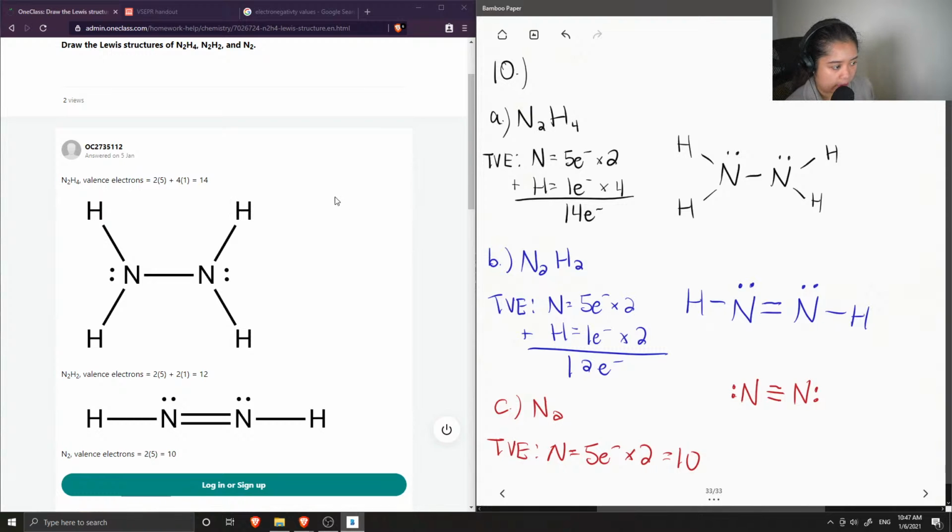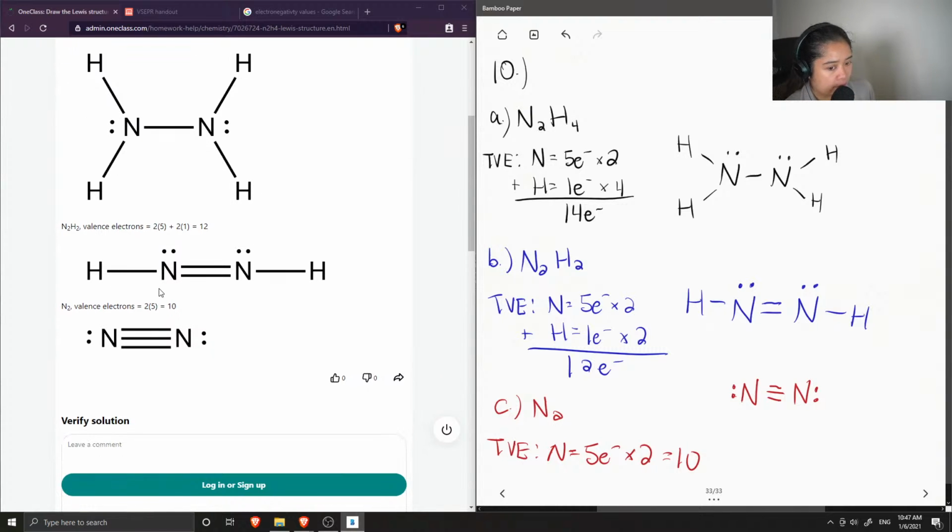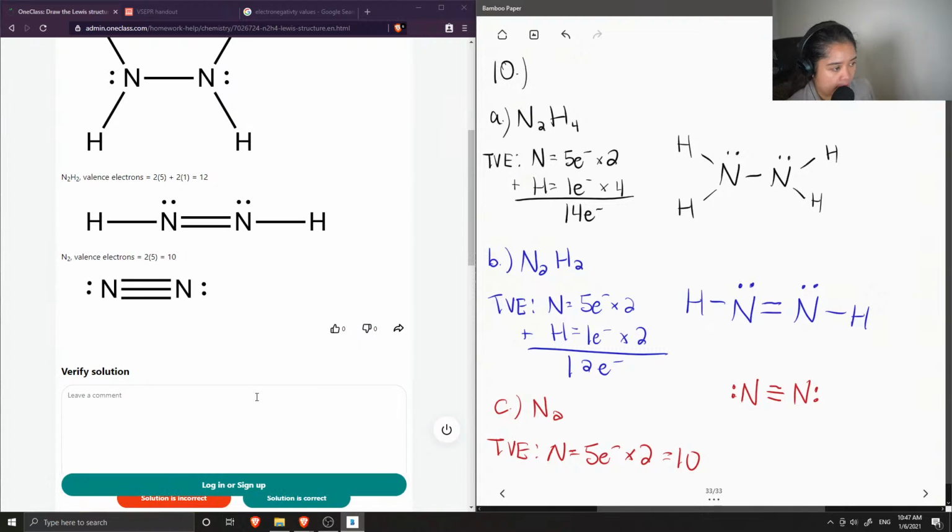So if we see what the junior tutor said, N2H4, yep, N2H2, and N2. So this solution is correct.